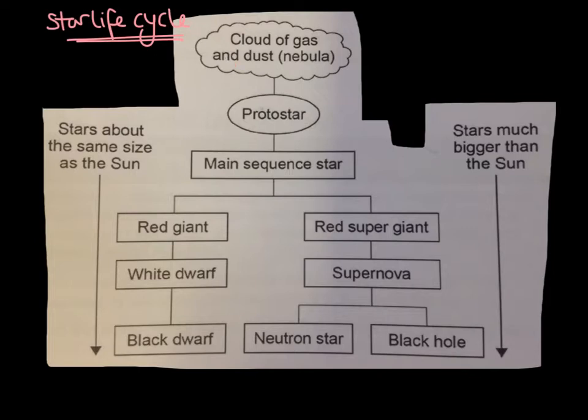We've got all these different stages, and you need to be able to label all of these stages, know the names, put them in the right order, and know that if a star is about the same size as our sun or smaller, it follows this sequence, and if the star is much bigger than our sun, it follows this sequence. And then after the supernova, if it's absolutely enormous, it will form a black hole, and if it's slightly smaller than that, it will form a neutron star.